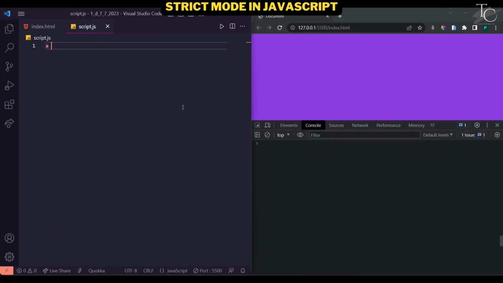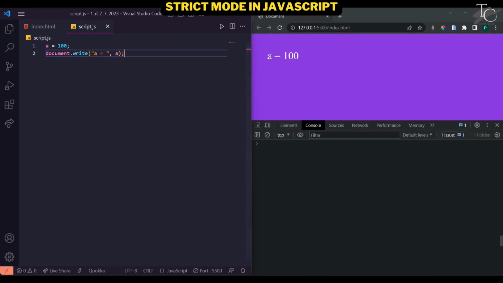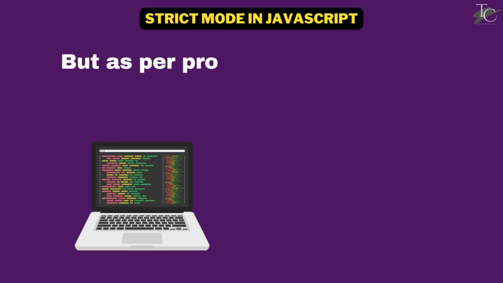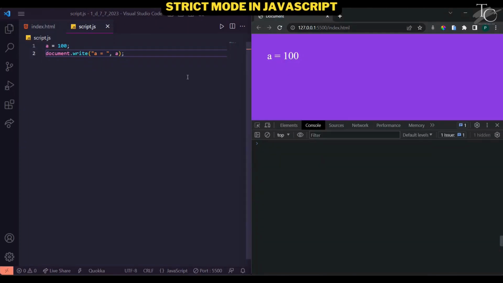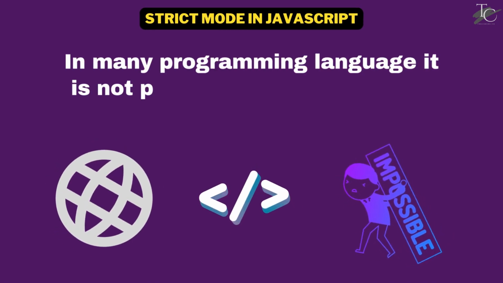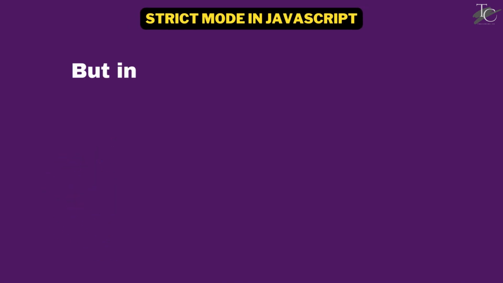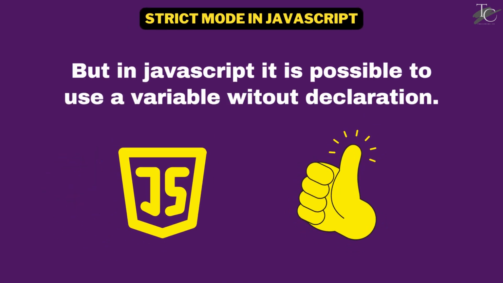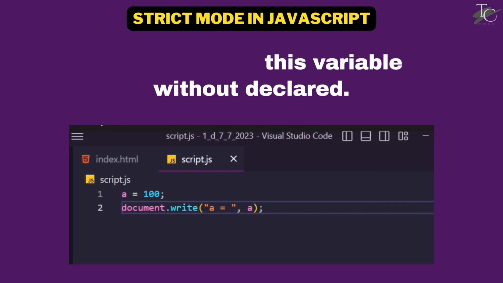Suppose here a is a variable equal to 100, and I print this with document.write(a), and it prints the value of a. But as per programming standards, a variable must be declared and then used. But here a is a variable which is not declared, and I directly use it. In many programming languages it is not possible to use a variable without declaration, but in JavaScript it is possible to use a variable without declaration. Like here I use this variable without declaring it.